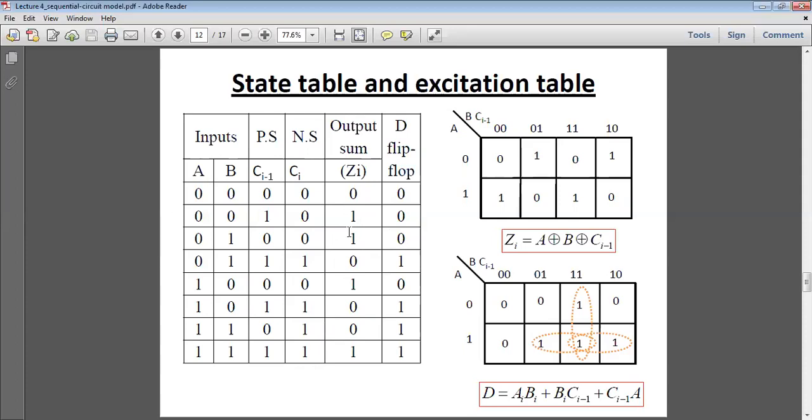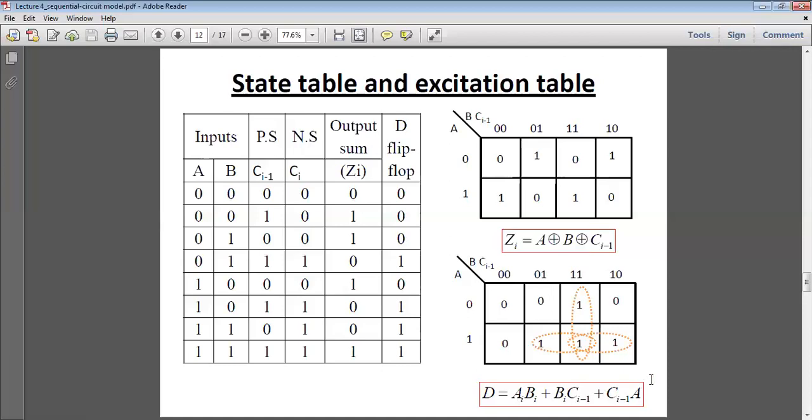Now from this table, what you have to find out? The output Zi equation we have to find out, and B we have to find out. So Zi is equal to what? From this 0, 0, 0, what are the inputs here? A, B, Ci minus 1. So from here, we see what is the output. There is no loop here, diagonal elements are here. So Zi is equal to, if we simplify this, A XOR B XOR Ci minus 1, and for B, it will be AI BI, BI Ci minus 1, Ci minus 1 A.